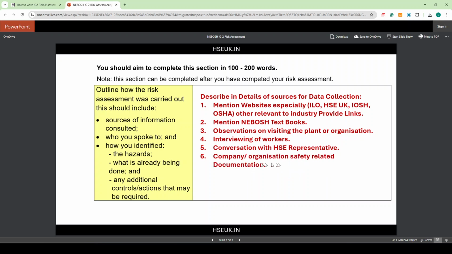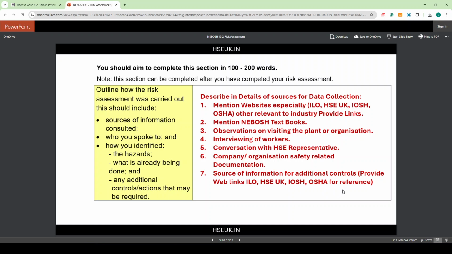Apart from that, you should mention the company or organization safety related documentation like the risk assessment, the HSE policy, the accident register, the health and safety records. All these you need to mention here. Apart from that, you should mention the sources of information for additional controls, from where you have put the control measures. It should not be out of thin air. You should always have a reference for the control measures, like ILO, HSE UK website, or IOSH or OSHA, for the reference to prepare the risk assessment.